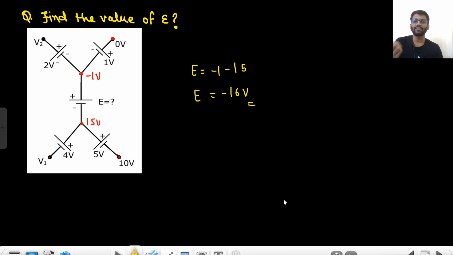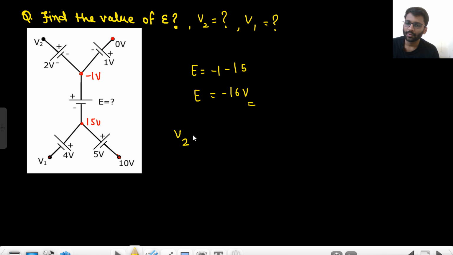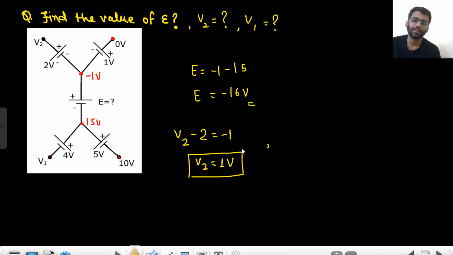That's it. If they had asked you what is the value of V2 and what is the value of V1? So V2 minus 2 is equal to minus 1 volt. So V2 is 1 volt, right? V2 is 1 volt.